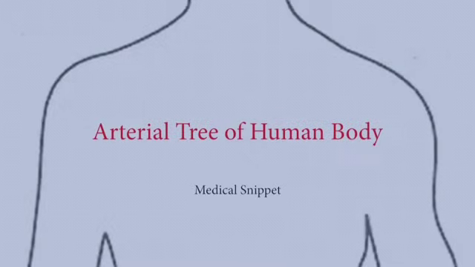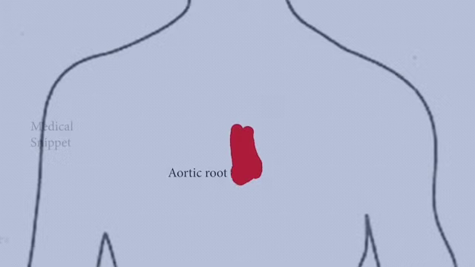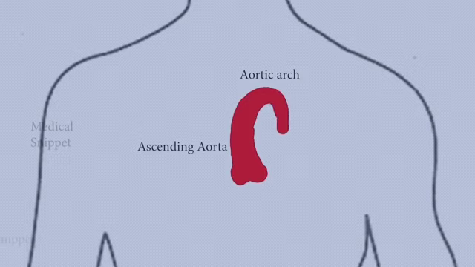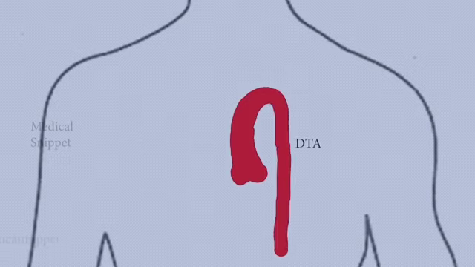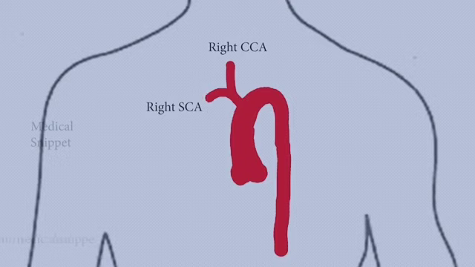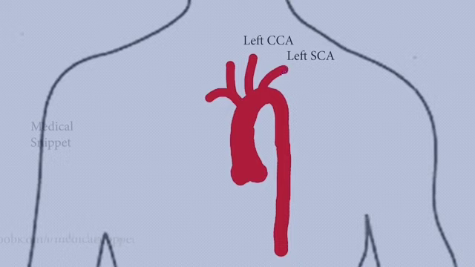Let's see the arterial tree of the human body. Aorta arises from the left ventricle as aortic root, then forms the ascending aorta, continues as aortic arch, then continues as descending thoracic aorta. The arch of aorta has three branches: brachiocephalic trunk dividing into right common carotid and right subclavian artery. The other two arch branches are left common carotid and left subclavian artery.